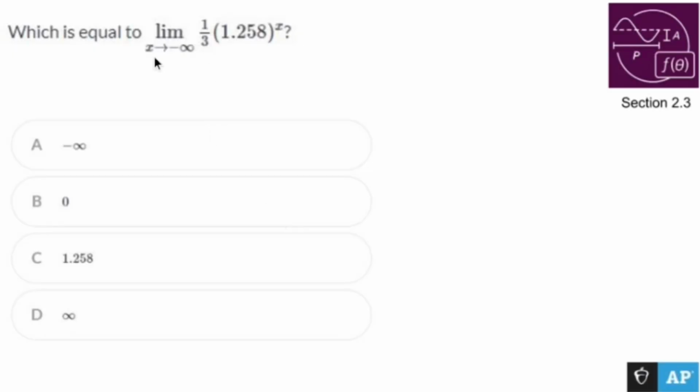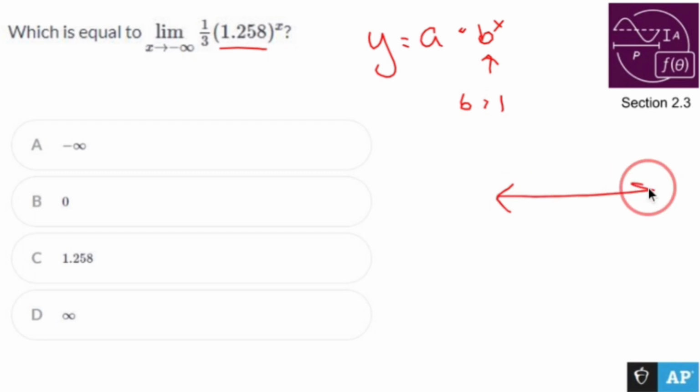The limit as x approaches negative infinity of 1/3 times 1.2 to the x. Okay, so this is what we have. We have ourselves exponential growth, something in the form a times b to the x. Now, anything in that form where b is greater than 1 is always going to look like this on a coordinate plane.